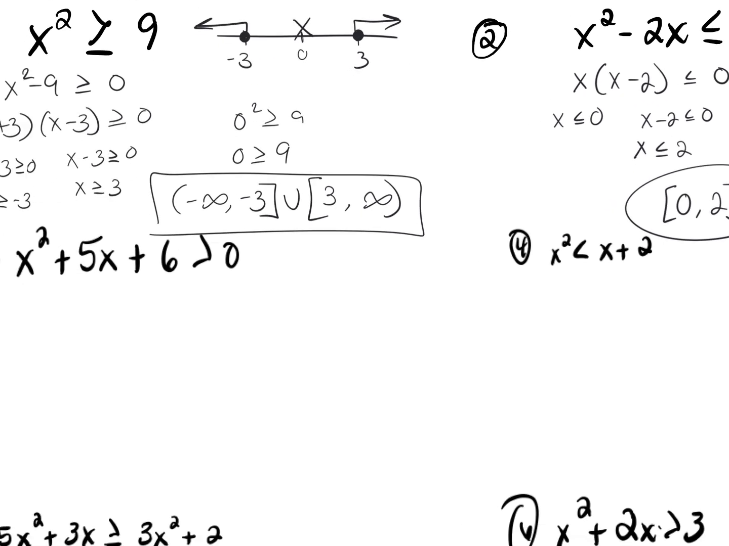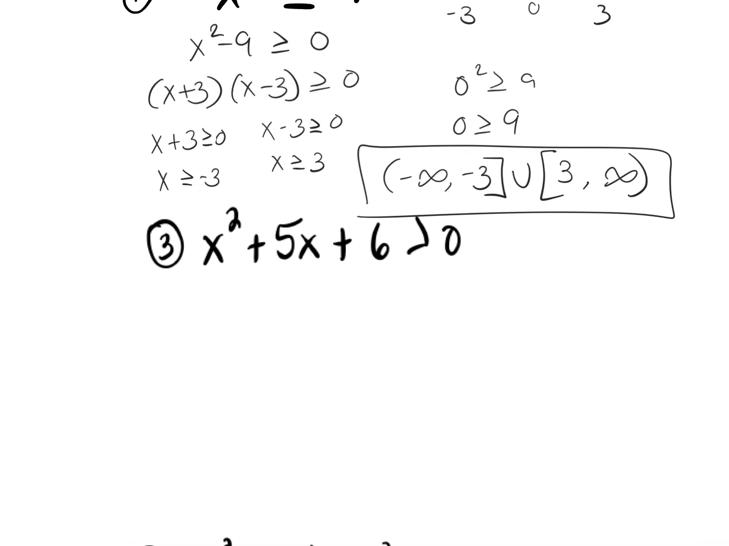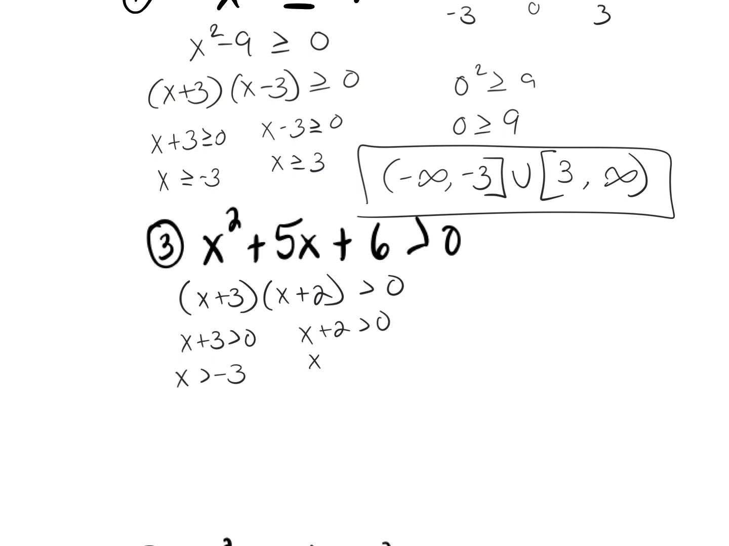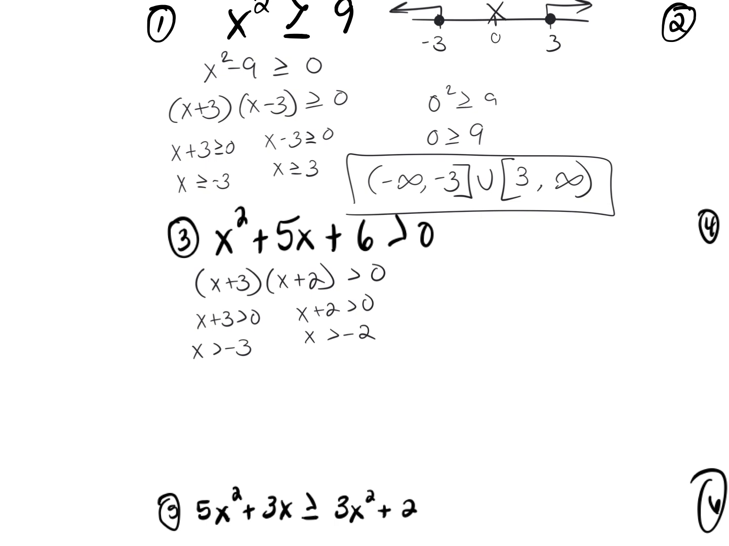Now let's look at 3. Again, nothing for us to do here. We just have to factor it out. Factors of 6 that add up to 5 are 3 and 2. So we get x plus 3, x plus 2 is greater than 0. So we get x plus 3 is greater than 0, x plus 2 is greater than 0. So we get x is greater than negative 3, x is greater than negative 2.